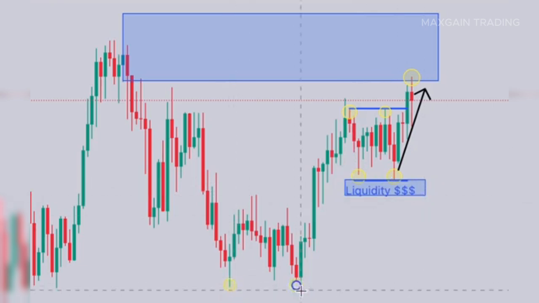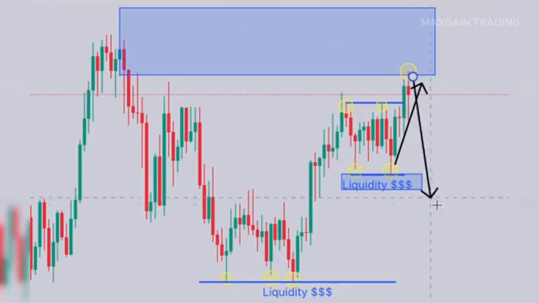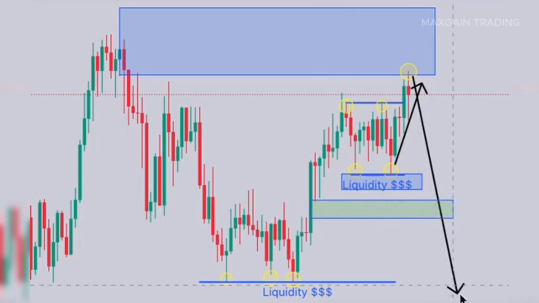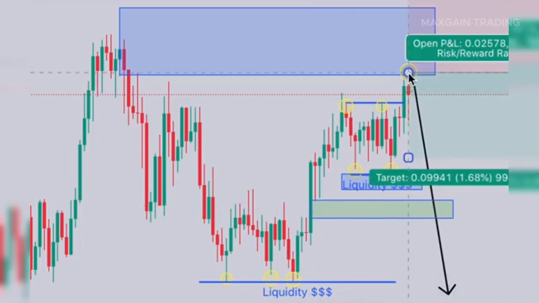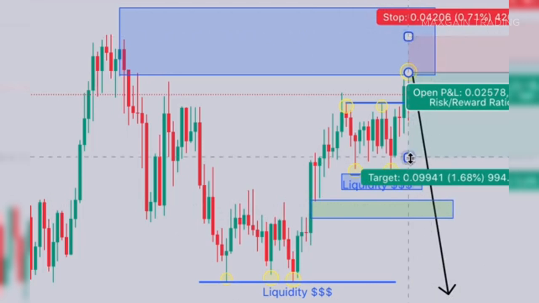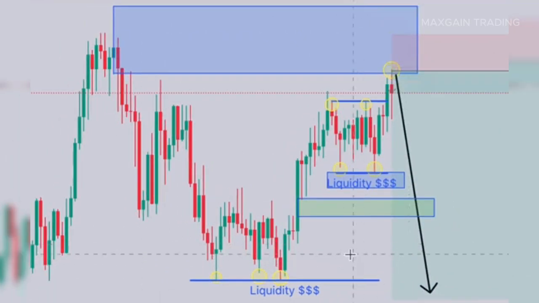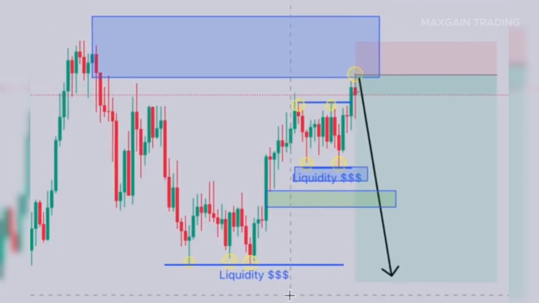Below this area, we see equal lows, providing even more liquidity that banks may target. A fair value gap here also attracts price downward. We place our stop loss at the recent high and set our take profit beyond the liquidity, achieving a solid 6-to-1 reward to risk ratio.